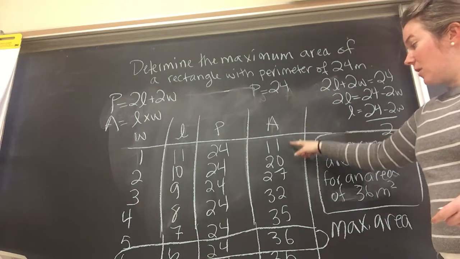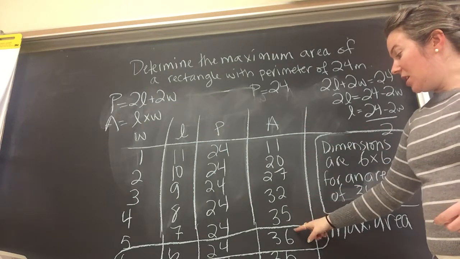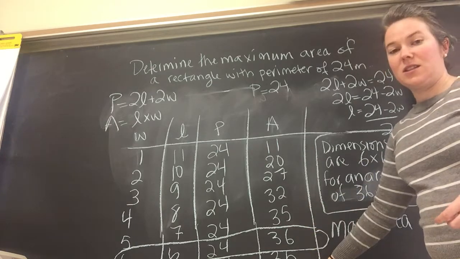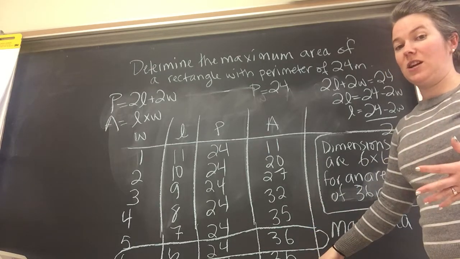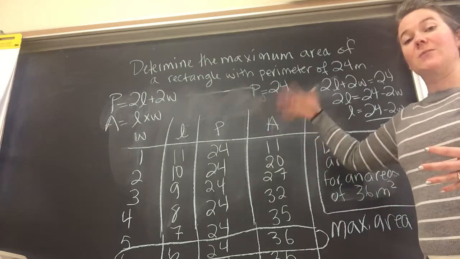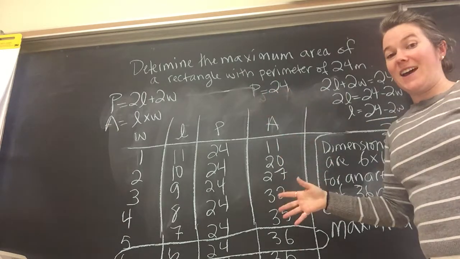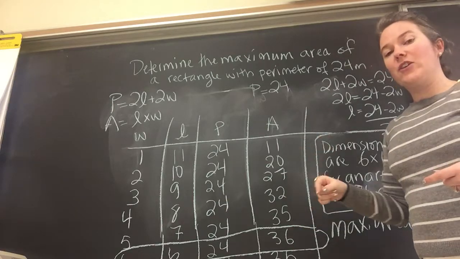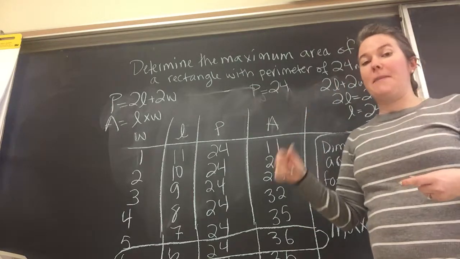Now what I did is I just went as far as I could until, you see these are all increasing, and then they started decreasing again. That's how I know I found it. If you just keep going, going, going, and it keeps going up, up, up, you're not at the end. You need to see your area start to decrease again, and then you found the turning point where you hit the maximum.